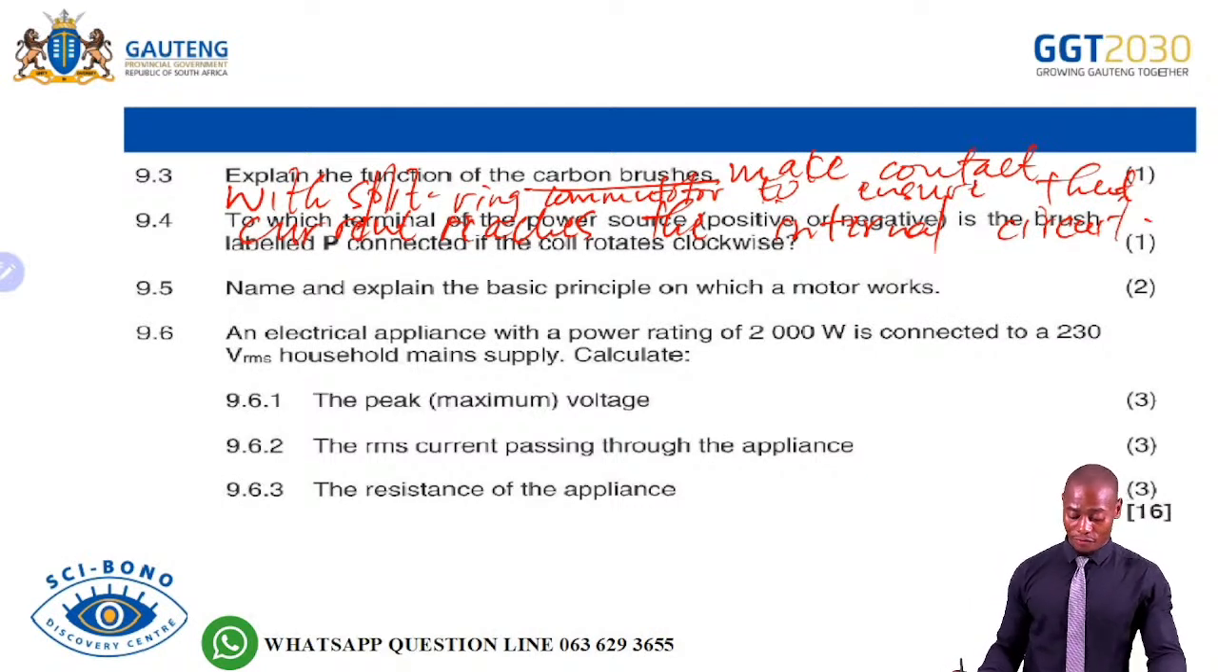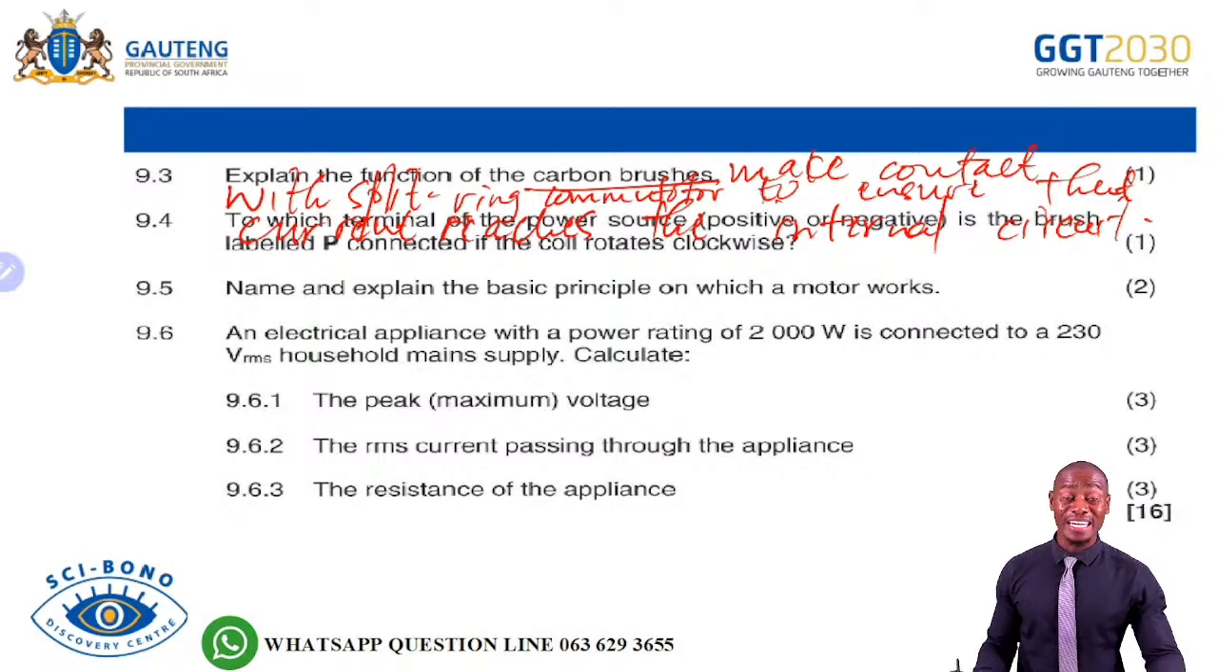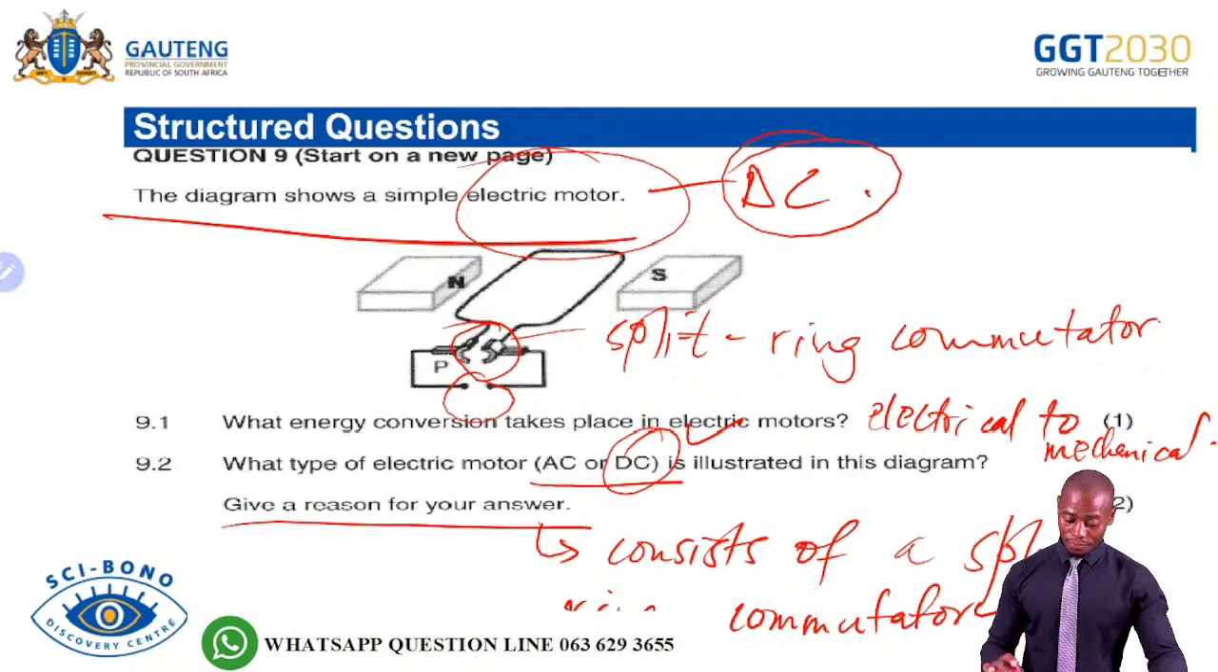That is your 9.4. To which terminal of the power source, positive or negative, is the brush labeled P connected if the coil rotates clockwise? To which terminal of the power source, positive or negative, is the brush labeled P connected if the coil rotates clockwise? Okay, let's go back.